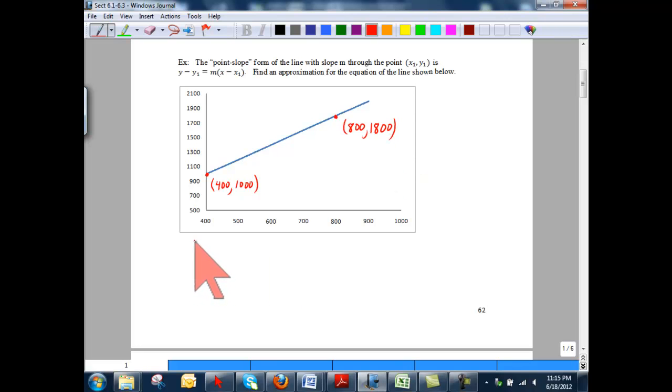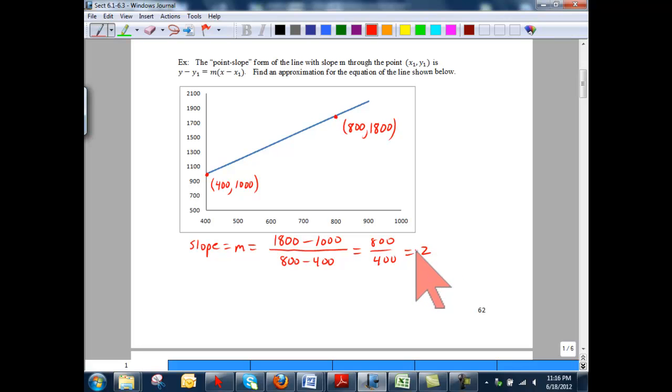Regarding the equation of the line then, first of all, the slope, or m, is rise over run. That's change in y over change in x, remember. So I can take 1800 minus 1000 for the change in y, and then 800 minus 400 for the change in x. This works out to be 800 over 400, which is just 2.